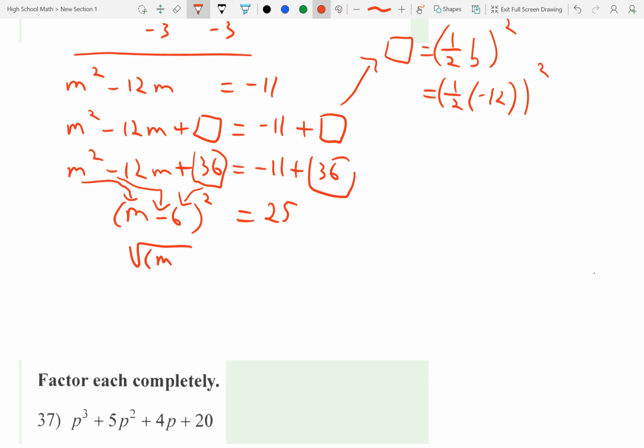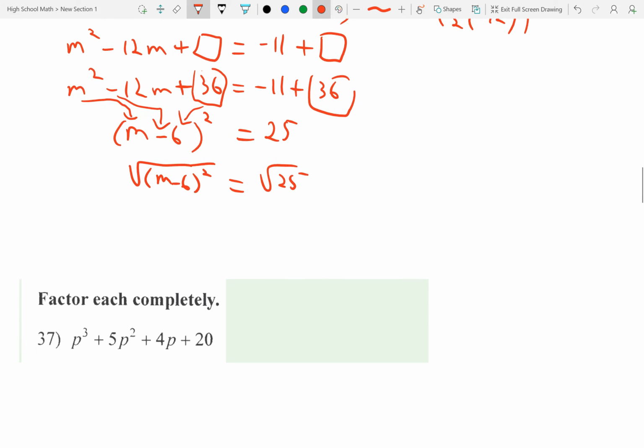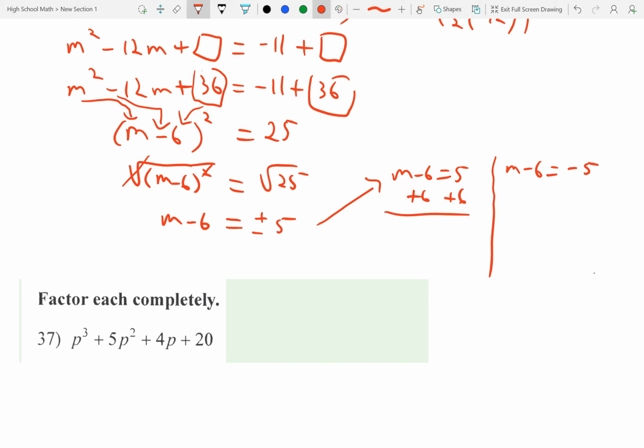Square root of the left, square root of the right. When you take the square root of something squared, the square root cancels with the squared. They're inverse operations, to leave m minus 6. Square root of 25 is both positive and negative 5. We go two ways with this. Taking it this direction, m minus 6 is a positive 5. And then separately, m minus 6 is a negative 5. Adding 6 to both sides leaves us m as 11. Here, adding 6 to both sides, m is 1.